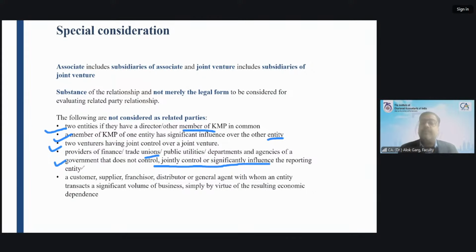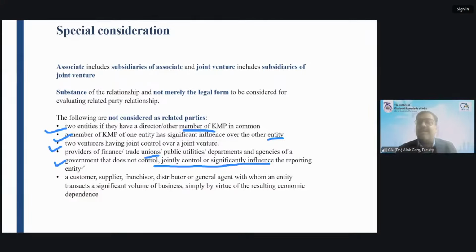So like a PSU, public sector undertaking, like Delhi Metro Rail Corporation. It has an investment from the state government and the central government. Means 50% of the share capital is owned by the state government, and 50% of the share capital is owned by the central government. So just because they are government, they are not a related party. Because they have 50% investment each, they have joint control and hence they become a related party, right?